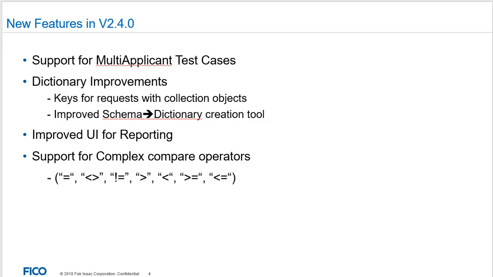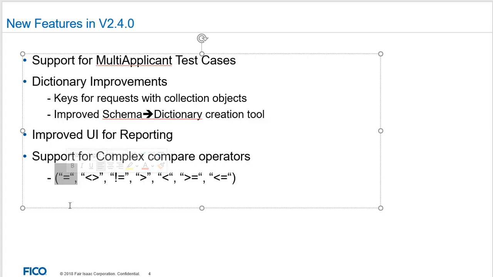We've also made some changes with the utility that transforms the schema into the dictionary, so a person doesn't have to create a dictionary from scratch. That's a big help. We've also improved some of the user interface for reporting, making those areas easier to find, easier to identify the report you want. Lastly, when we do our compare processing, where we compare our actual results to our expected results, historically we'd only been able to base those compares on the equality operator, and we have included additional operators so that if you've got logic that requires something more complex than an equal operator, you can do that. That's quite a handy feature as well.